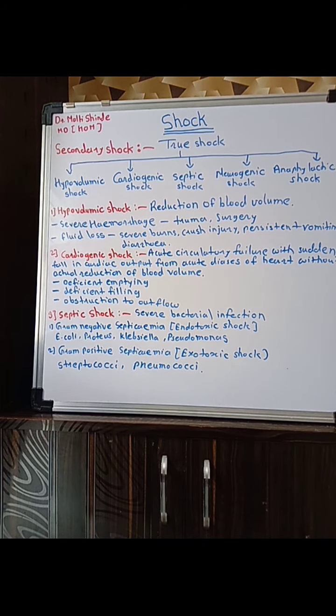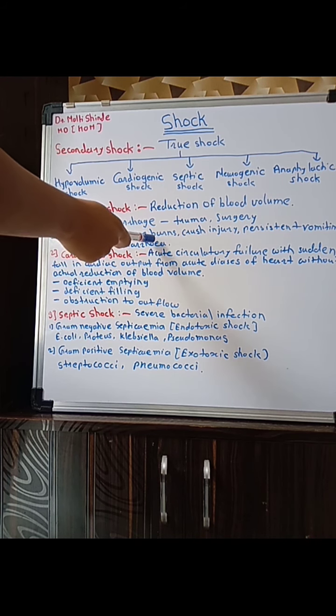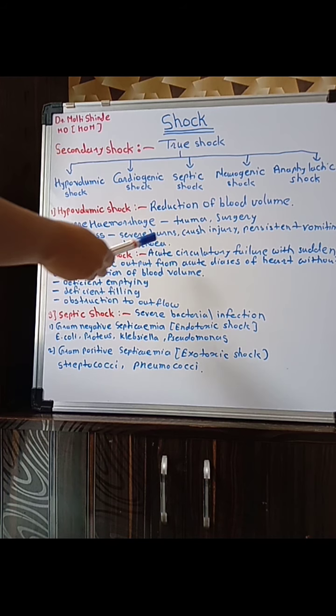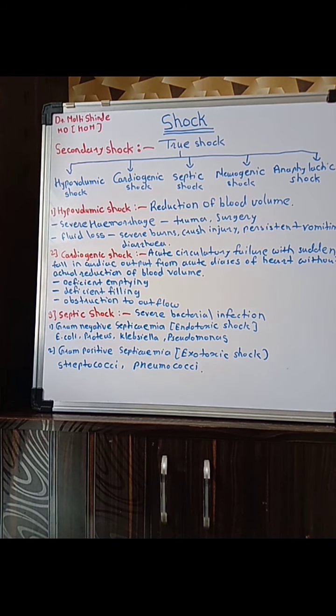is caused, first, by severe hemorrhage. When there is severe hemorrhage in the body, that may be due to external or internal causes, that is, due to some trauma or surgery. When severe hemorrhage occurs, it causes a reduction of blood volume in the body. And when there is a reduction in the blood volume, that causes hypovolemic shock.